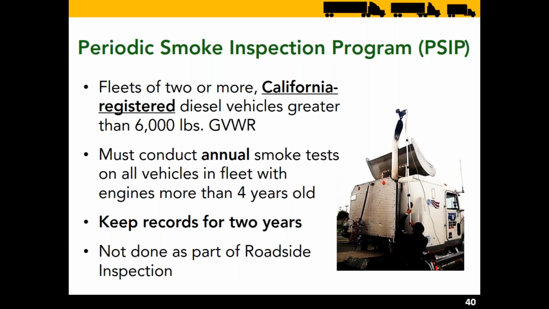That being said, you are only required to perform the test on the older vehicle, so the five-year-old truck. You don't have to test the newer truck until the engine is 4 years old. So for example, if the engine is a 2019 engine, you have to start testing it once it reaches 4 years old in 2022. When you conduct the PSIP tests on the vehicles, they have to meet the updated opacity requirements.